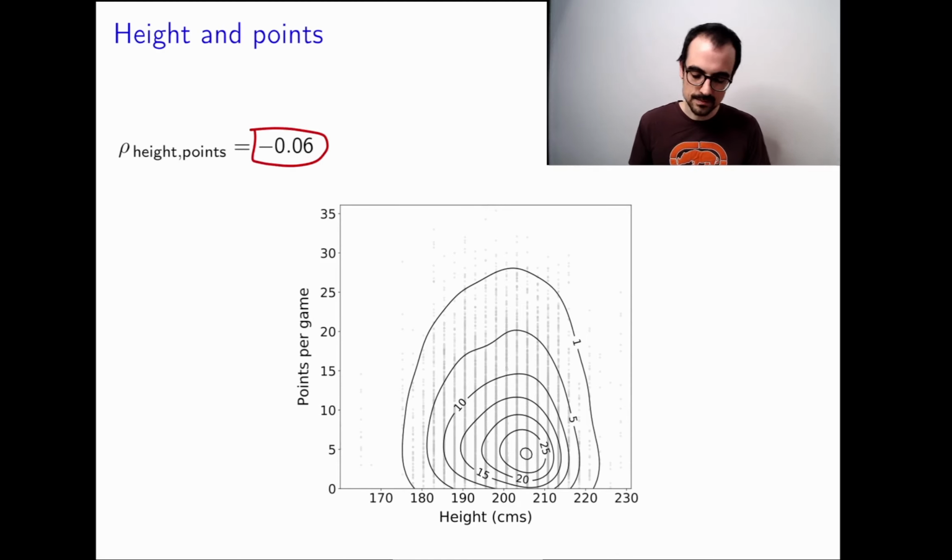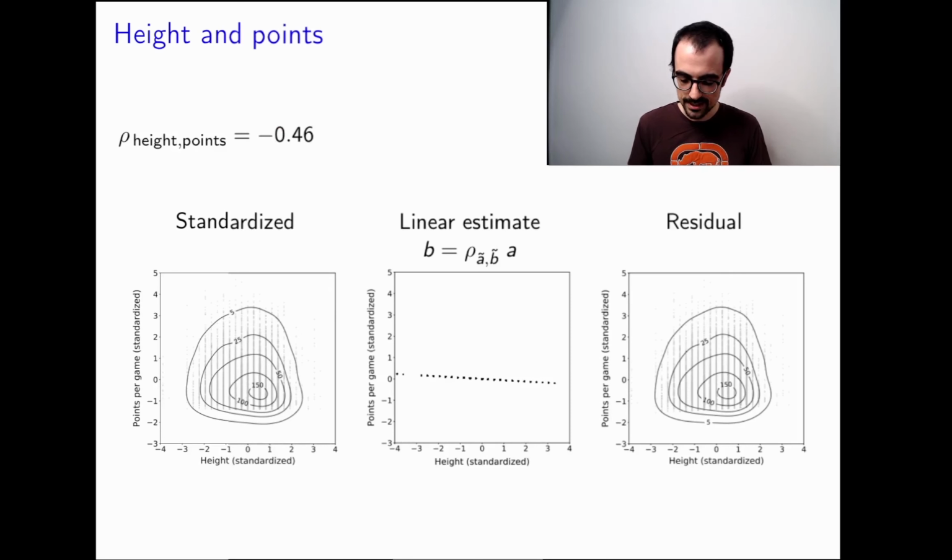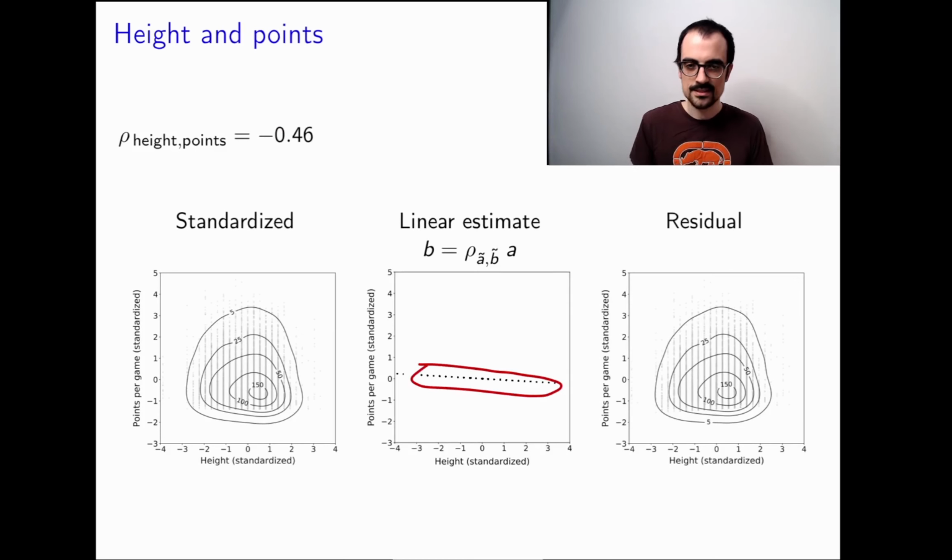So this is a little bit clearer if we look at the standardized variables. When we look at the approximation and the residual, we see that this indicates that there is a slight negative correlation between height and points. It seems that shorter players on average score a little bit more than taller players.